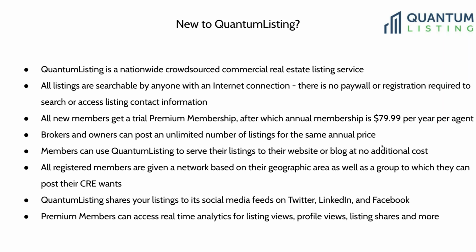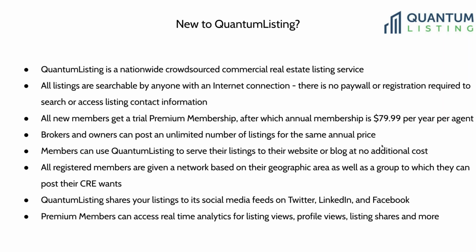So when people sign up, everybody gets a 1-month trial. And after that, it's $79.99 per year. And that's per agent and for an unlimited number of listings. Members can use the Quantum Listing to serve their listings to their website or their blog at no additional charge. It's a very simple bit of iframe code that gets pasted into your website.